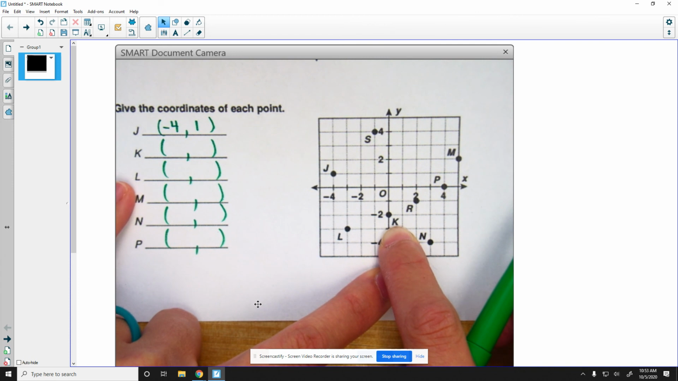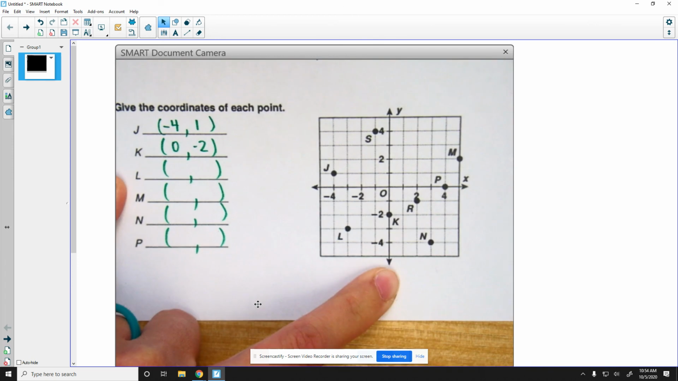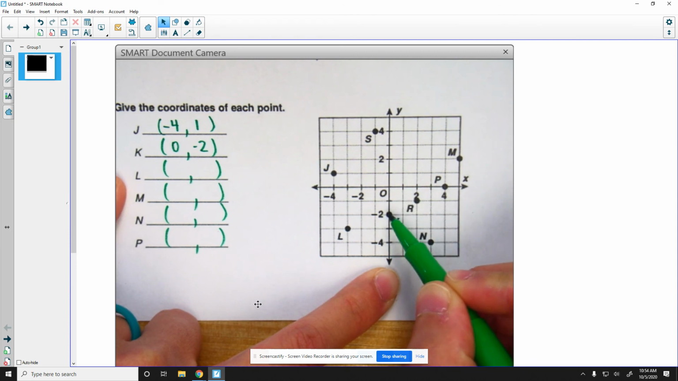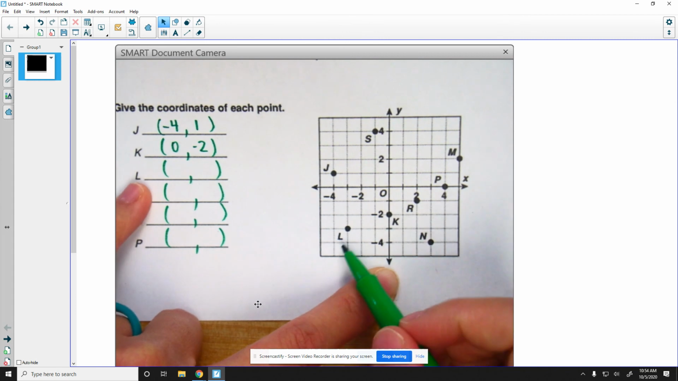Savannah, what do you think? 0, -2. Yes, 0 comma -2. Right, you start here. You go right, left, 0. You didn't move because you're still in the center, but then you went up, down, -2. So 0 comma -2.